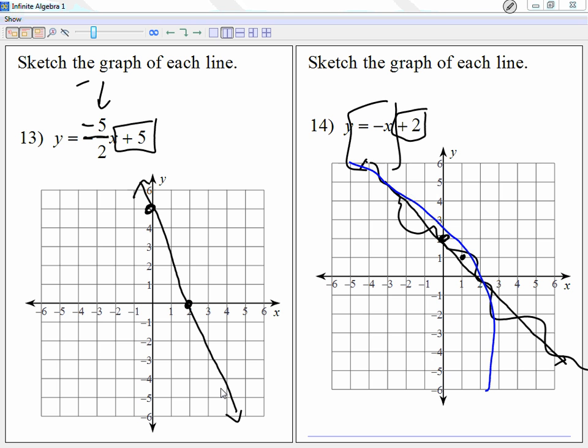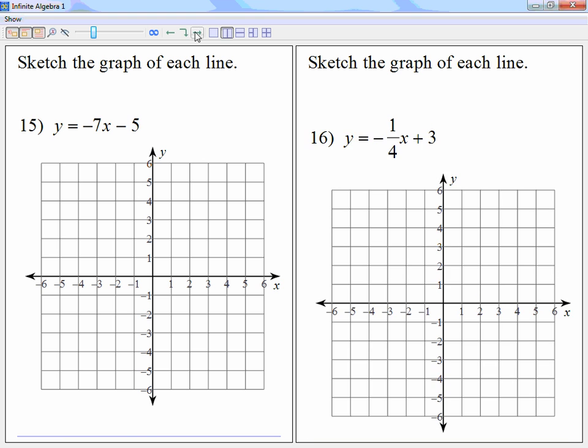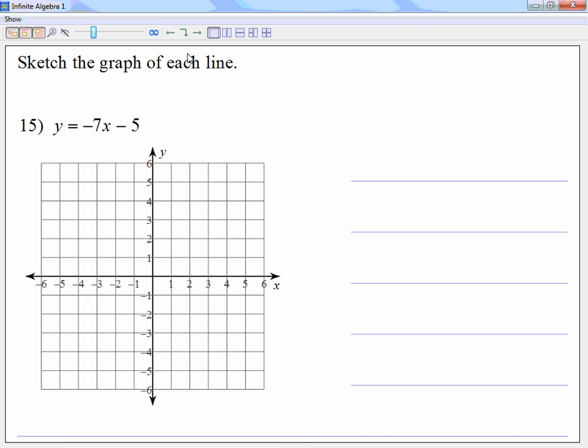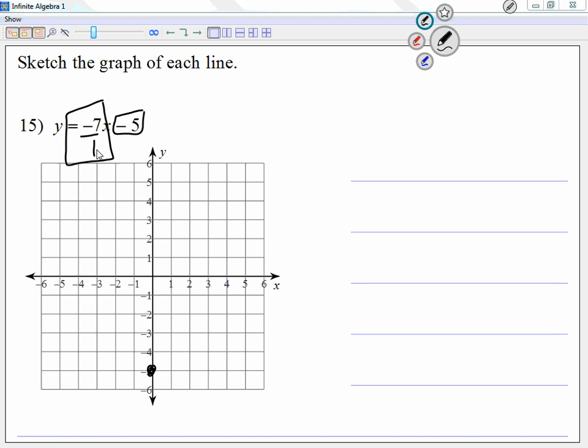All right. Any questions? 15. Let's take a look at 15. I'm going to start at negative 5, on the y-axis. I need my slope as a fraction, so let me put a 1 at the bottom. Now it says go down 7, 1 to the right.